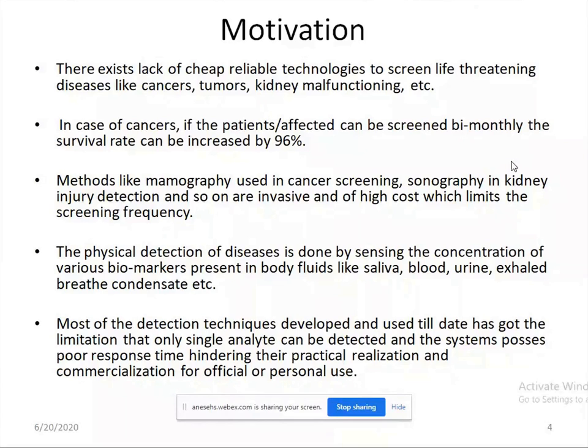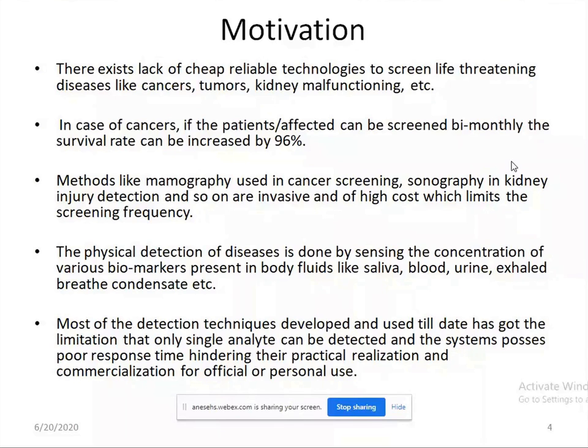In the early stages of most of these diseases, there are no symptoms present. For example, in breast cancer or prostate cancer, the early stages are asymptomatic. So we will not know that we are affected by the disease until it spreads to other parts of the body. When these cancers or tumors spread to other parts of the body, they start to give us pain or some other kinds of irritation. That is when we go to the hospital, but by then it will be very late.